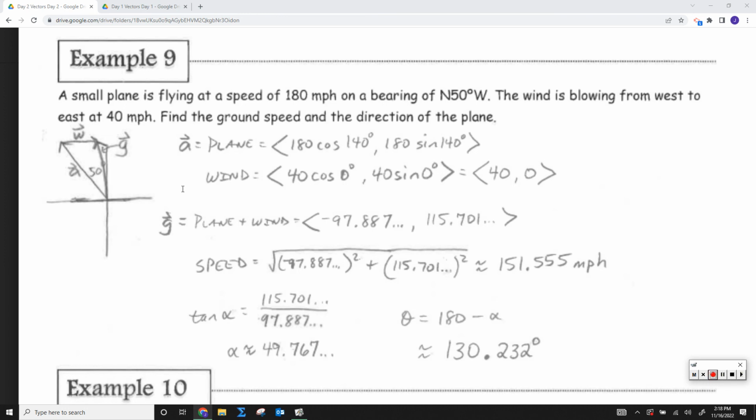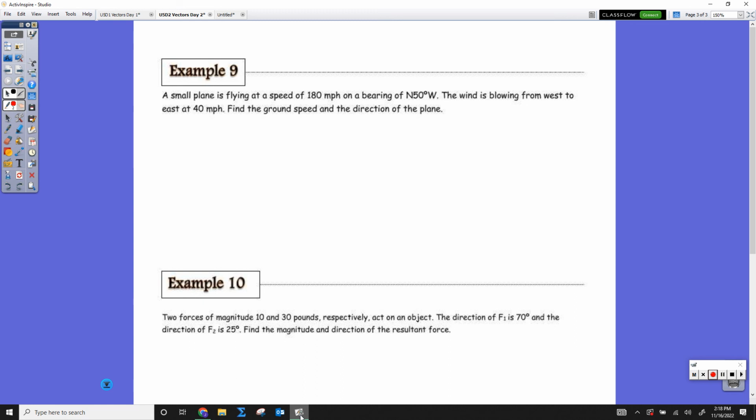Now, here's the part you need to be careful on. Notice negative 97.887 and 115.701. That would be in quadrant 2. You can see it's barely in there, but I've drawn vector G here in quadrant 2, which means you have to be careful with the directional angle. Here's what I'm saying. Our final vector G ends up over here in quadrant 2. If I draw that down and create a right triangle, we need to find this angle alpha.